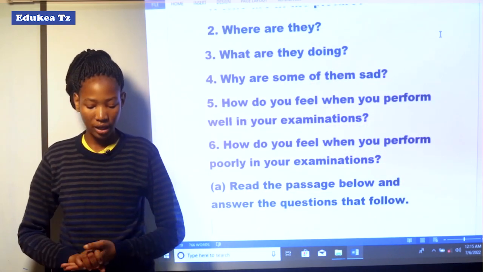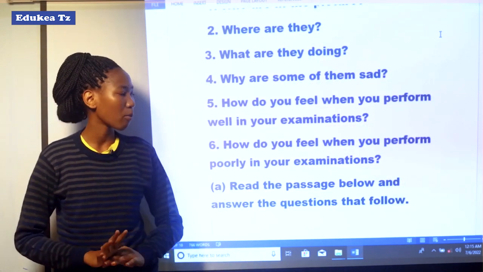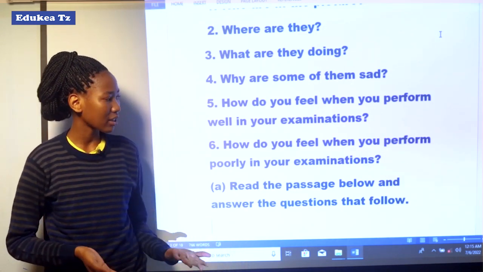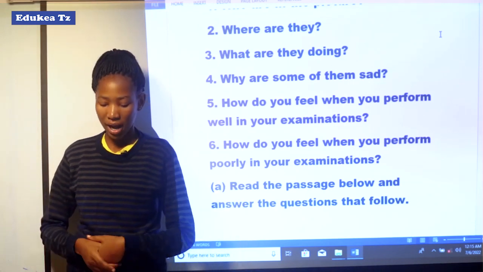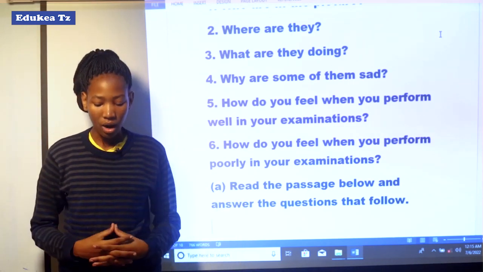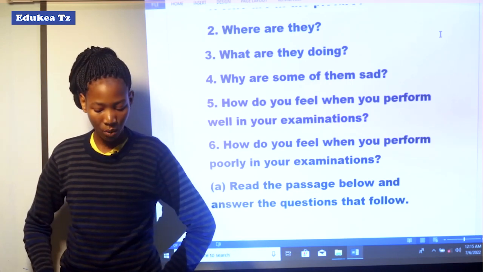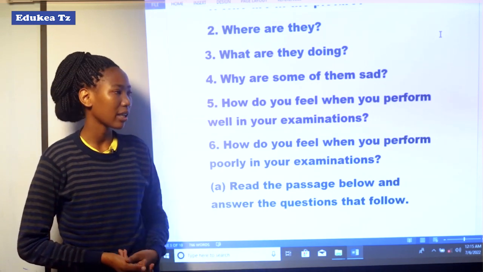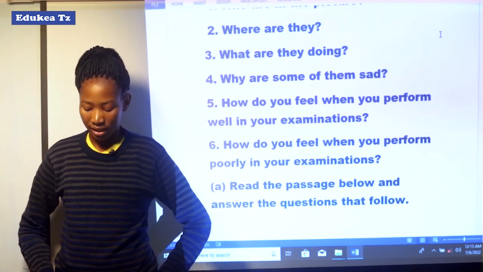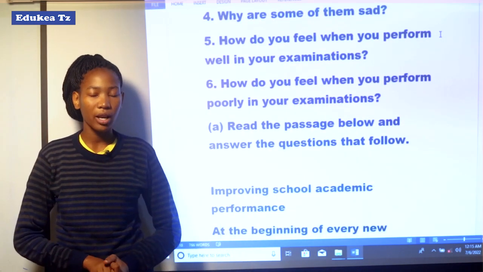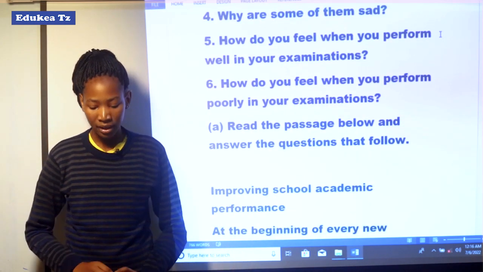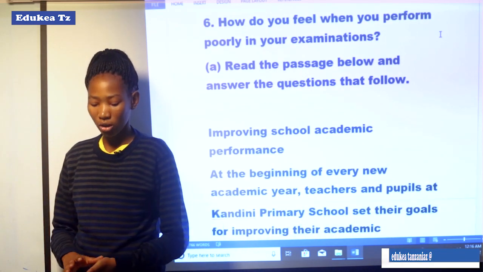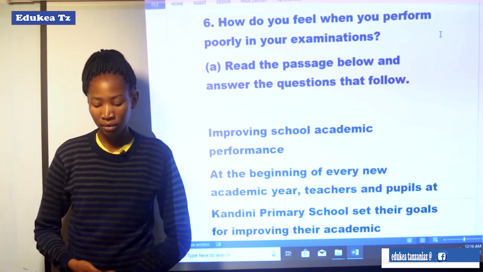And the next question is: how do you feel when you perform well in your examination? In this question, you should write how you feel when you pass or perform well in your examination. And another question is: how do you feel when you perform poorly in your examination? You should write how you feel when you perform poorly in your examination. After that, we are going to read the passage below, then answer the questions that follow.